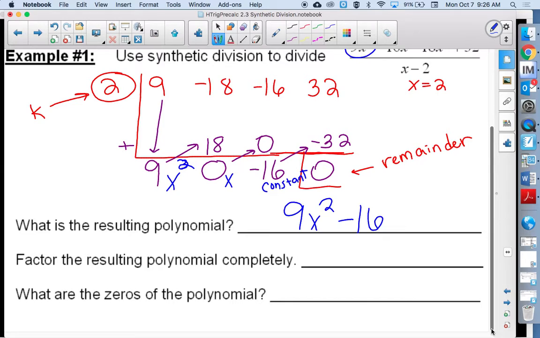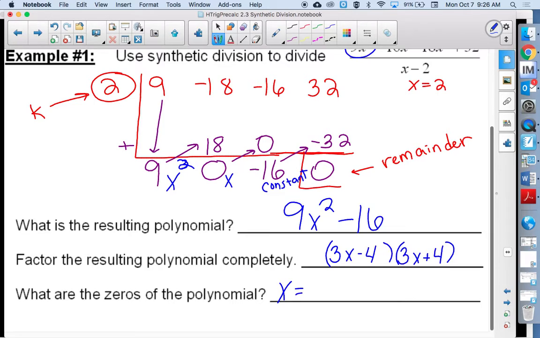So we have 9x squared minus 16. How would you factor that? Would you just take the square root out? Yeah. So what would that look like? 3x minus 4, 3x plus 4. Perfect. So that is the difference of perfect squares, and it continues to factor as 3x minus 4 and 3x plus 4. The last question says, what are the zeros of the polynomial?